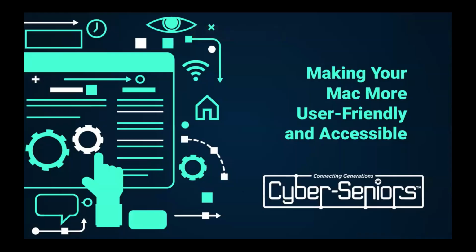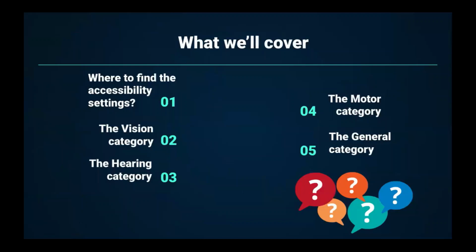Today's presentation will be on making your Mac more user-friendly and accessible. What we'll cover is where to find the accessibility settings, as well as the different categories it has, which includes the vision category, the hearing category, the motor category, as well as the general category.